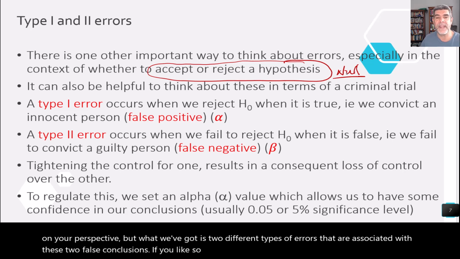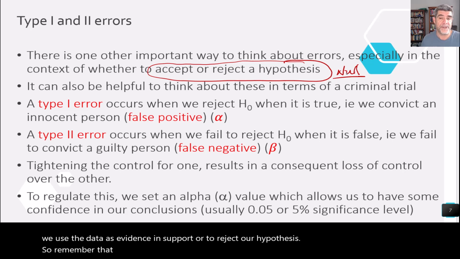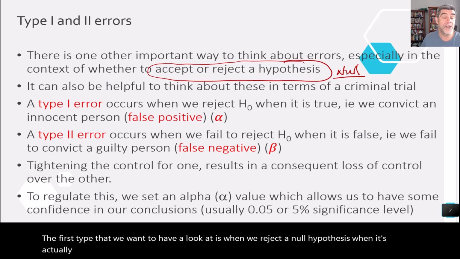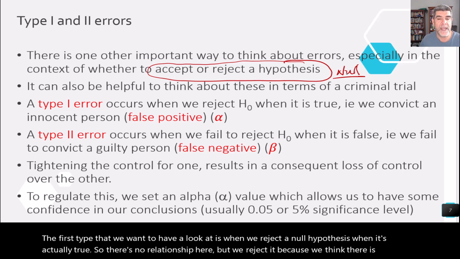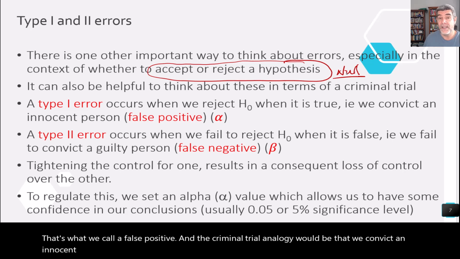So this is less about the evidence and more about how we use the data as evidence in support or to reject our hypothesis. Remember that the null hypothesis is no relationship, nothing. So the first type that we want to have a look at is when we reject a null hypothesis when it's actually true. So there's no relationship here, but we reject it because we think there is one. Okay, that's what we call a false positive. Analogy would be that we convict an innocent person. We find there is something there when actually there wasn't.